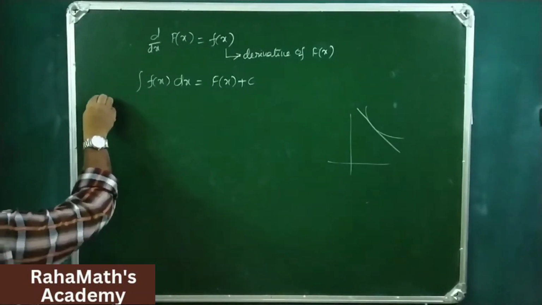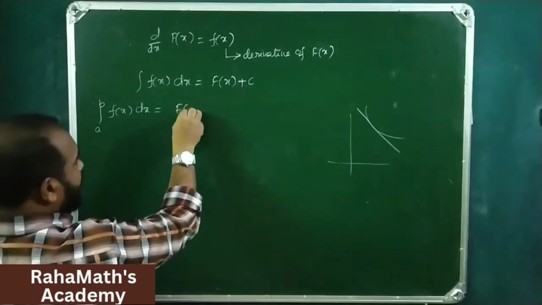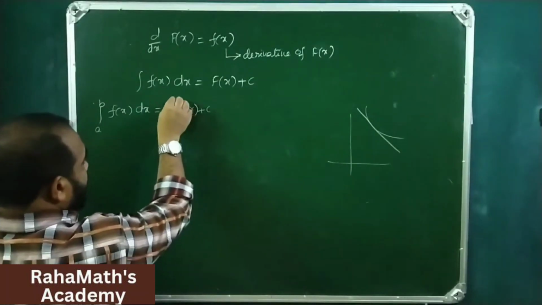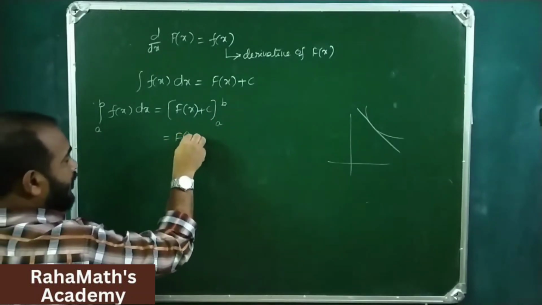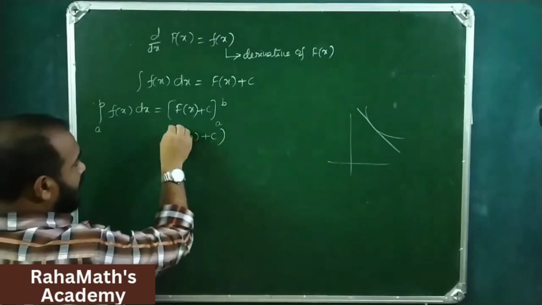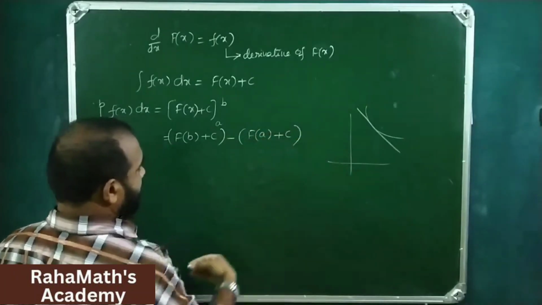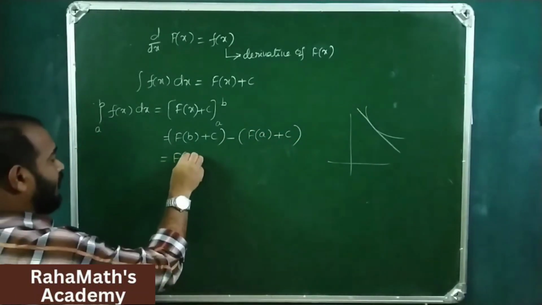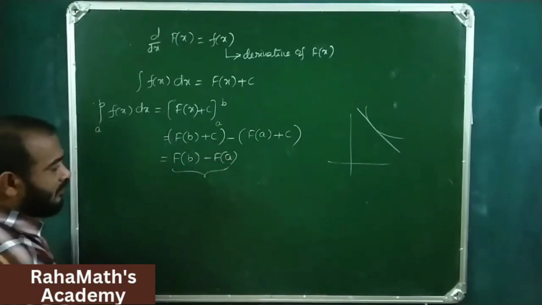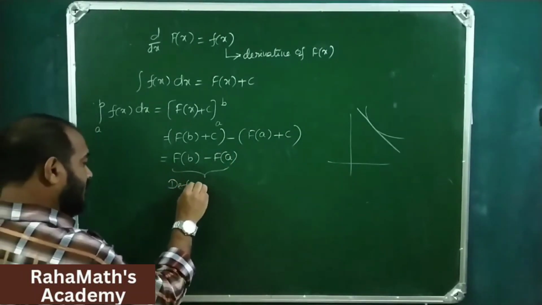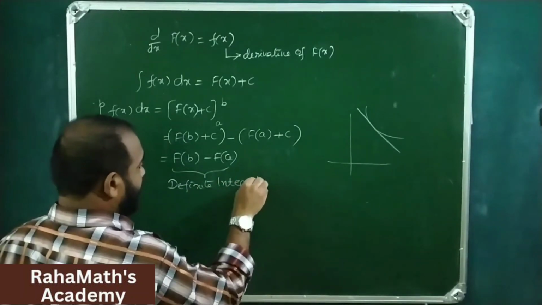So what is integral a to b f of x dx? We have learned that it is F of x plus c from a to b. So F of b plus c, the upper limit, minus F of a plus c. The c gets cancelled, and we are left with F of b minus F of a. This value represents the definite integral.